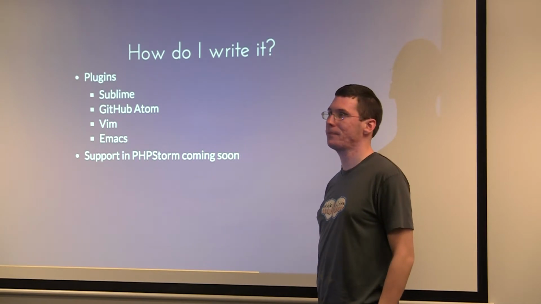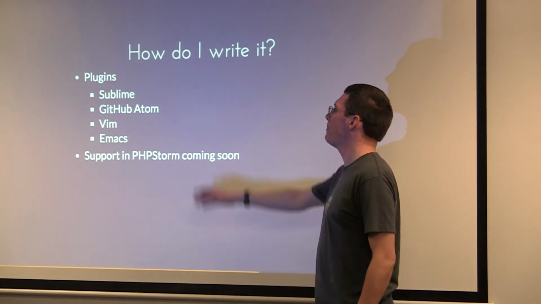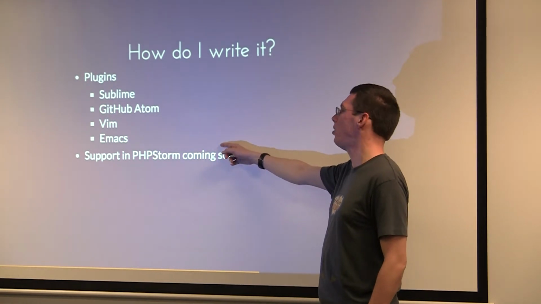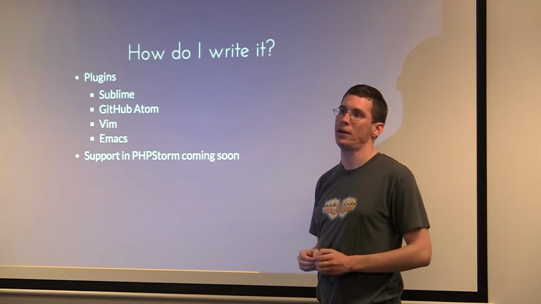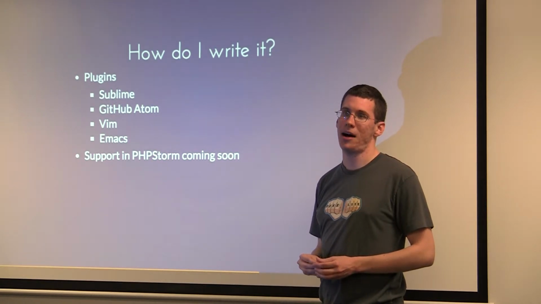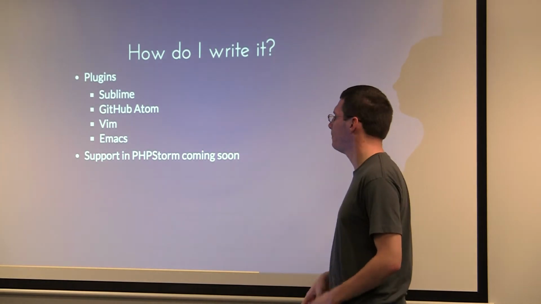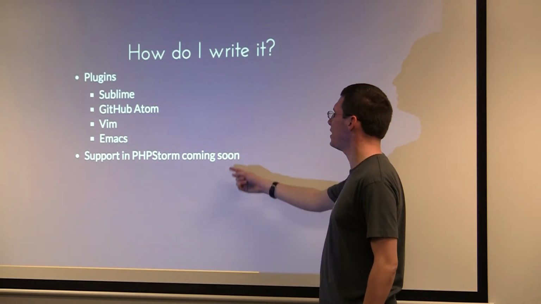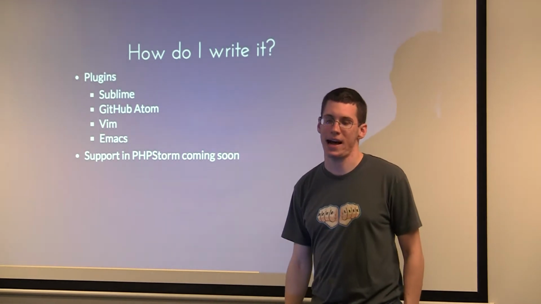GitHub Atom has support in a similar way. Basically, all of these rely on the hh_client to do your type checking, but they do have completion built into them. And then PhpStorm looks like this summer they will be getting Hack support.